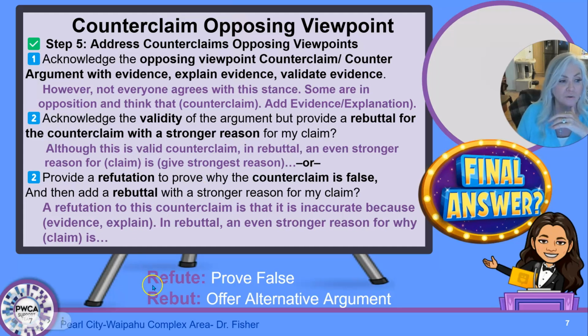So look down here. Refute proves false. Rebut is to offer an alternative argument. And they make sense because refute sounds like, "I refuse to believe that. Let me tell you why you're wrong." And rebut sounds like, "But an even stronger reason why you should." So, although you got a good point, I still think I'm right because of the stronger reason. So remember that the rebuttal just gives that next stronger reason. The refutation argues against their point. All right.